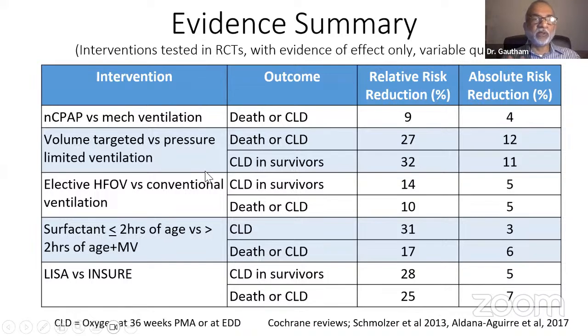So volume targeted ventilation has advantages over pressure limited ventilation. The question about whether to use high frequency or conventional, again, there are benefits to reduction of BPD or BPD or death as a combined outcome if you use elective high-frequency ventilation. The trade-off is there's slightly increased risk of air leaks from use of high-frequency ventilation. There was a large randomized trial by Philip Cools and colleagues. This was also followed by an individual patient data meta-analysis that was published by the Cochrane Review Group. Keith Barrington is the author, and you can look that up.